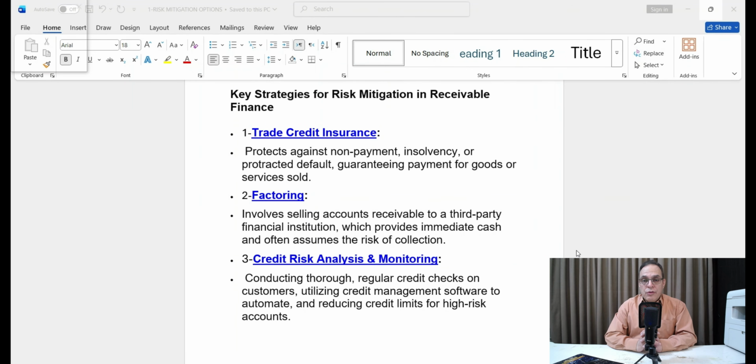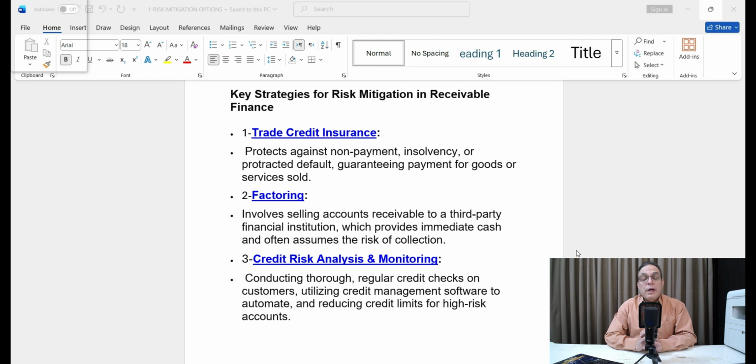Key strategies for risk mitigation in receivable finance. 1. Trade credit insurance. Protects against non-payment, insolvency, or protracted default, guaranteeing payment for goods or services sold. 2. Factoring. Involves selling accounts receivable to a third-party financial institution, which provides immediate cash and often assumes risk of collection.